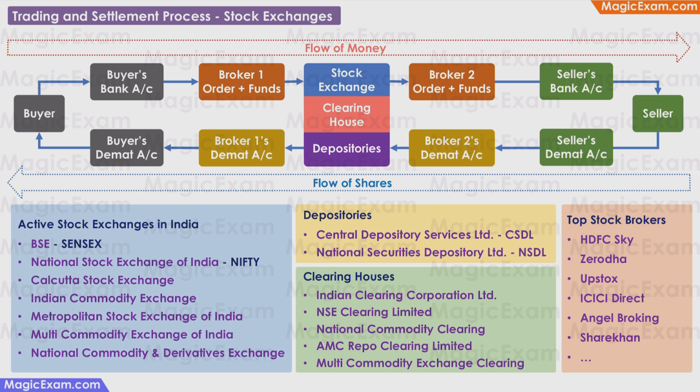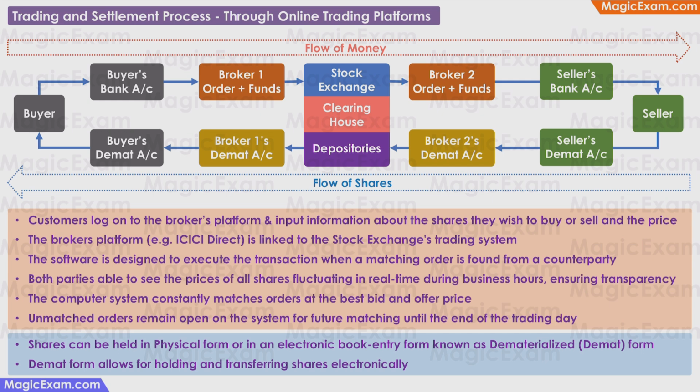So this is a quick overview of how money and shares flow in the stock market and who the main players are. Just to add, this flowchart is a simplistic version. There are many more steps and there are more links in the full process. But for the purpose of this discussion, I have tried to keep it simple. These days, almost everyone uses an online platform to trade in the stock market. And here is how the process actually works.